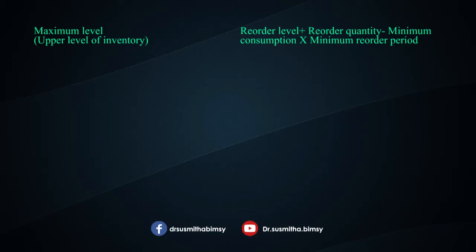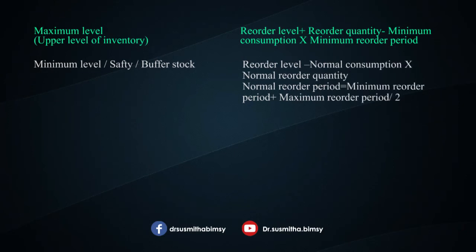Minimum level. Minimum stock level is the minimum quantity of stock that should be held at all times. It is that level below which stock should not normally be allowed to fall. Minimum stock is also called safety or buffer stock. The main purpose of this level is to ensure that production is not stopped due to non-availability of material. Minimum stock level is computed by the following formula: reorder level minus normal consumption into normal reorder period.